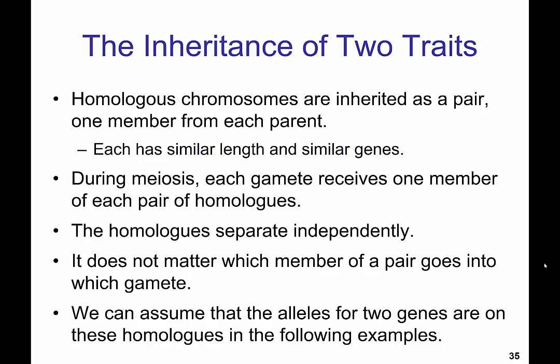When we're looking at that concept of independent assortment, it doesn't matter which member of a pair goes into which gamete. And so that means, and we'll see this momentarily, it's not as though all of the chromosomes from mother go to one cell, all from the father go to another, or that they make sure that there's an equal balance. It's a little bit like a flip of a coin. So we can assume independent assortment of the alleles for two genes on these homologs in the following examples.